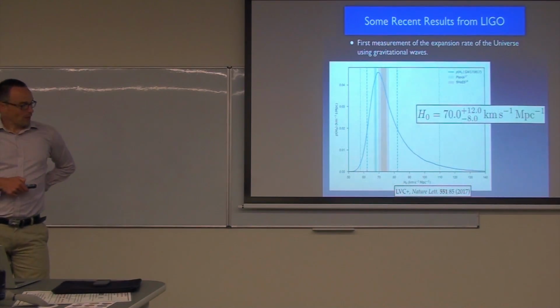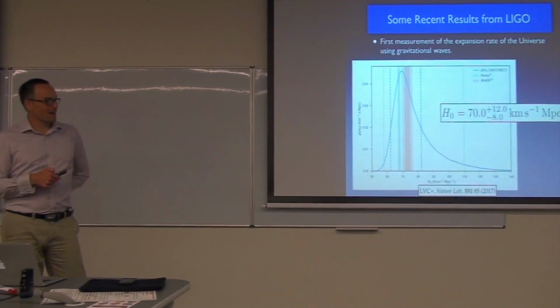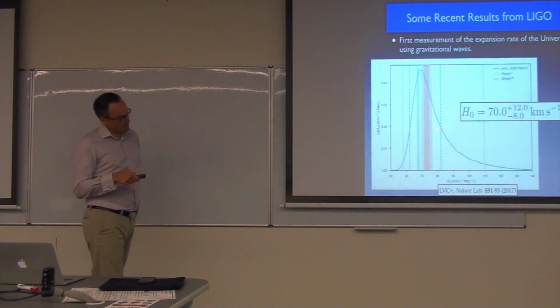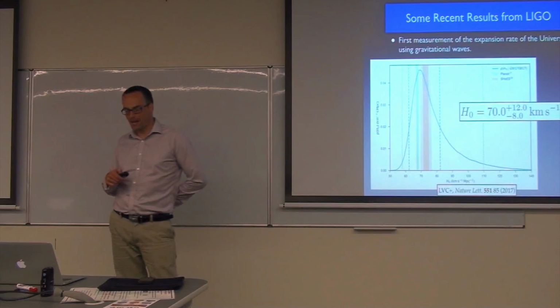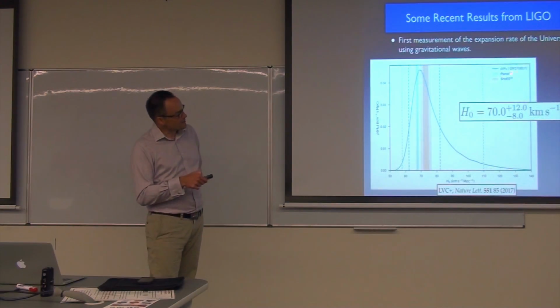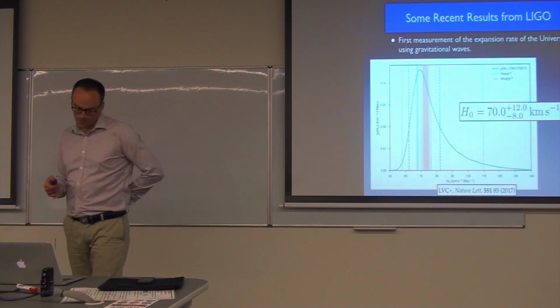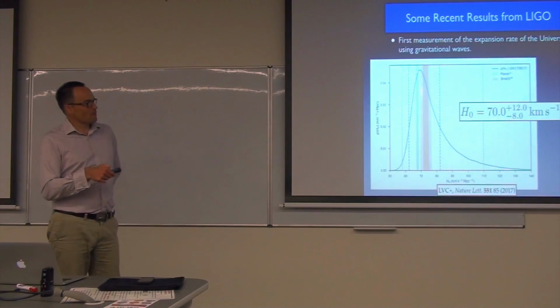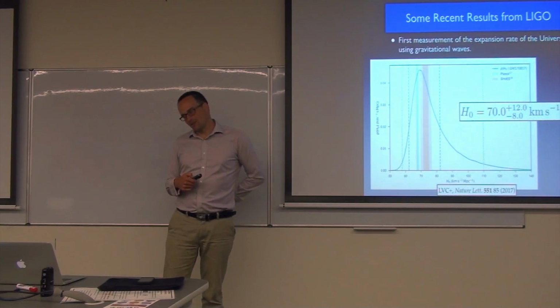Okay, and this is the measurement we got, 70 plus 12 minus 8. Now this is much less precise than existing measurements. This narrow green band here is the estimate of the Hubble constant that comes from the Planck satellite. This orangey band is the estimate that comes from using type 1a supernovae. We're consistent with both of them, but much more uncertain. But this is the first time we've done this measurement.